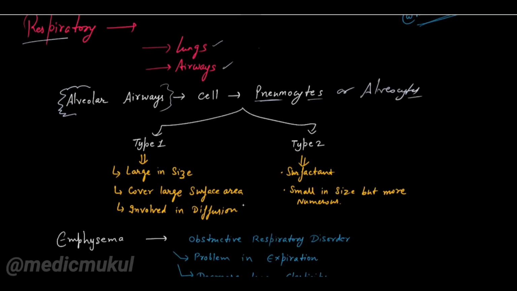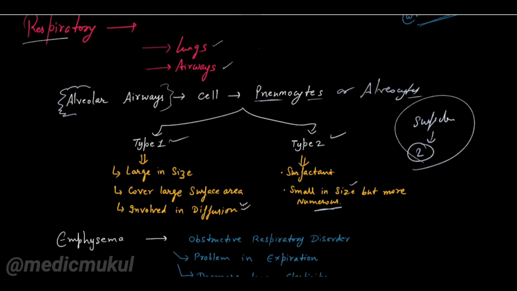There are two types: type 1 pneumocytes and type 2 pneumocytes. Type 1 are larger in size, and type 2 are smaller in size but numerous in number. When type 2 comes to your mind, or when surfactant comes to your mind, always go to type 2. So most of the surfactant is produced by what? Type 2 pneumocytes. Type 1, they are involved in what? Diffusion. They are involved in diffusion.